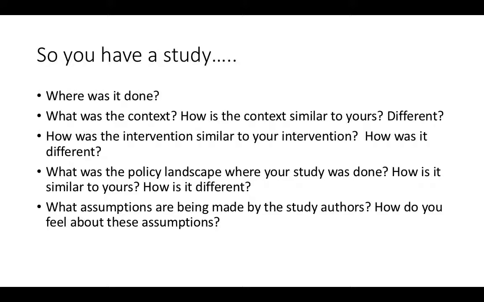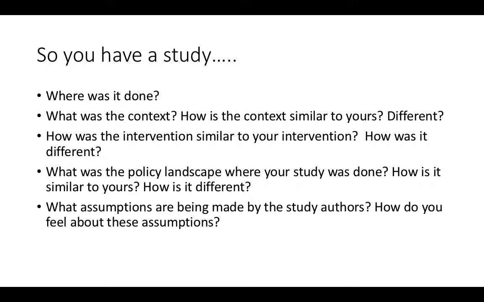However, Wichita, Kansas might also have a similar healthcare system because we're both within the United States, so access in Boston and Wichita might be similar. So not just where it was done, but how this geographical location is different or similar to yours. What was the context? So again, the example of socialized medicine in Germany and in Kenya and in many other places is a different context and a different policy landscape to ours here in the United States. And that has implications for access, and it has implications for how the intervention is delivered.